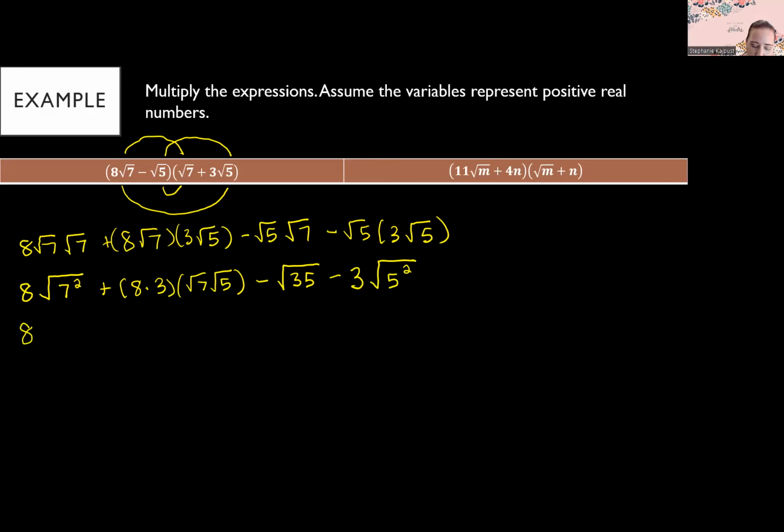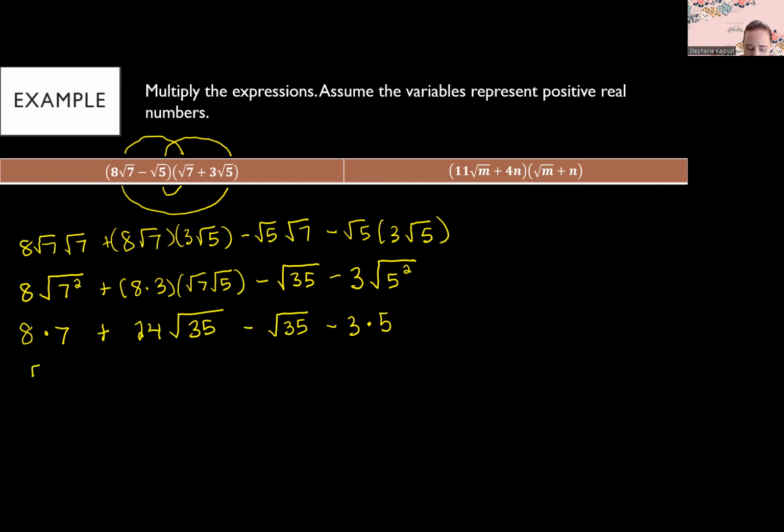We've got 8. The square root of 7 squared. So it's a square root of 49. That gives you 7. Because the square root cancels out the exponent of 2. So that's going to be 8 times 7. It's implied multiplication. 8 times 3 is 24. And then the square root of 7 times the square root of 5 is the square root of 35. 7 times 5. Then I've got minus the square root of 35. And then minus 3 times 5, because the square root of 5 squared is 5.